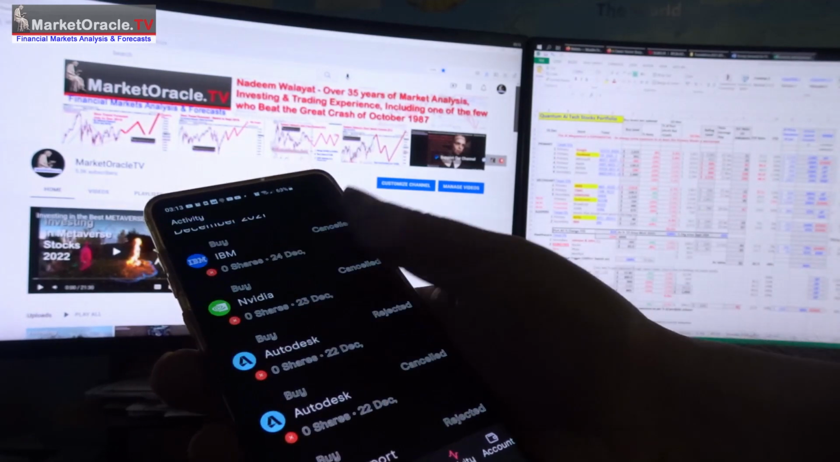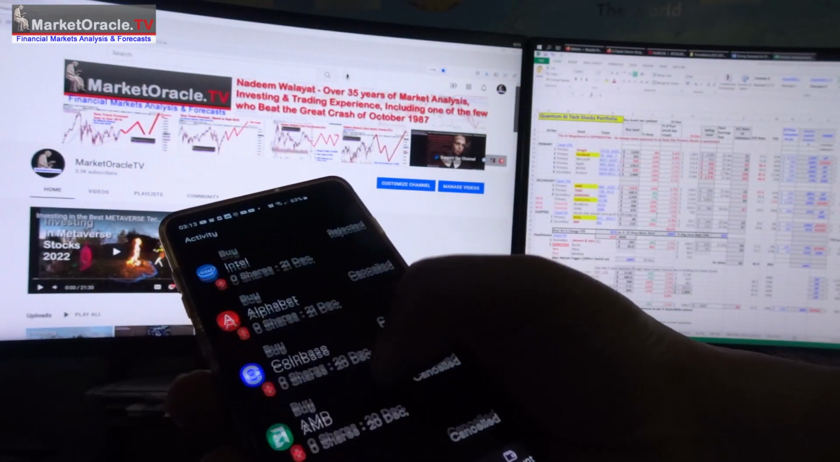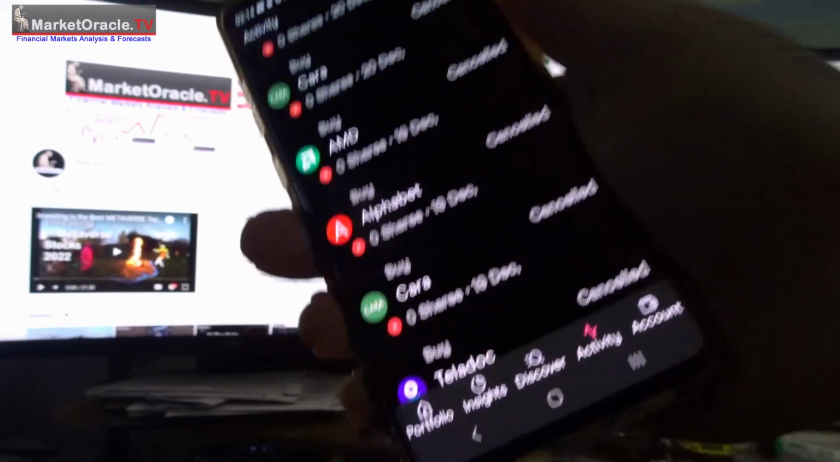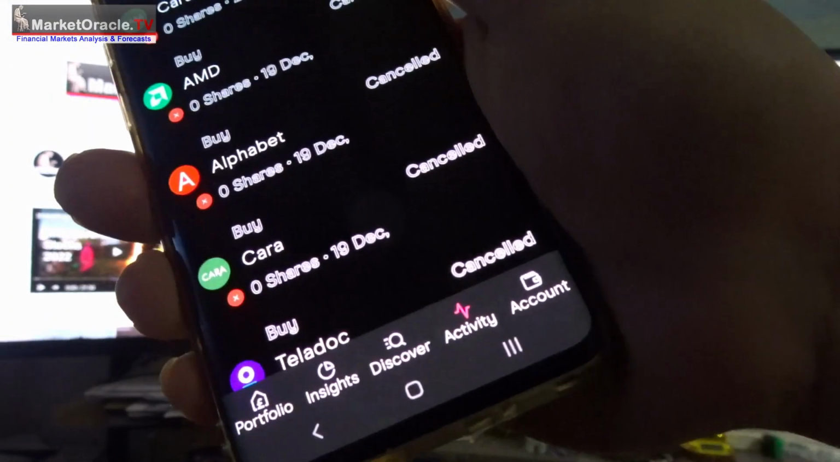So what do I rate the platform after using it for about a month? Well, if you're going to be investing outside of an ISA, then I rate it 1 out of 10.